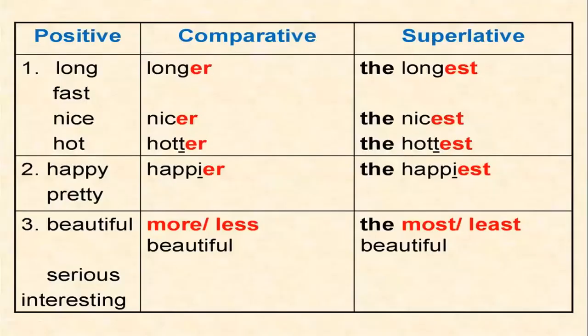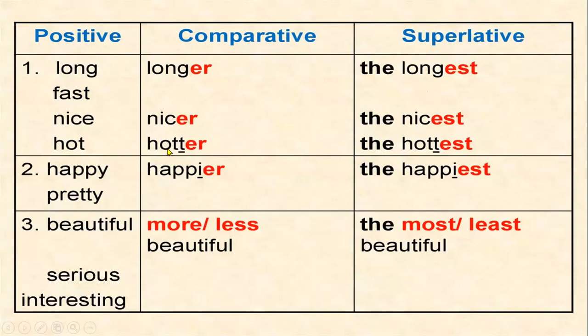Okay, look at this table of comparison. Positive, comparative, and superlative. Long. And in comparative, we add the ending ER, longer. And in superlative, we add the ending EST and the definite article there. The longest. Long, longer, the longest. Okay? And what can be this one? Fast. Yes, faster and the fastest.